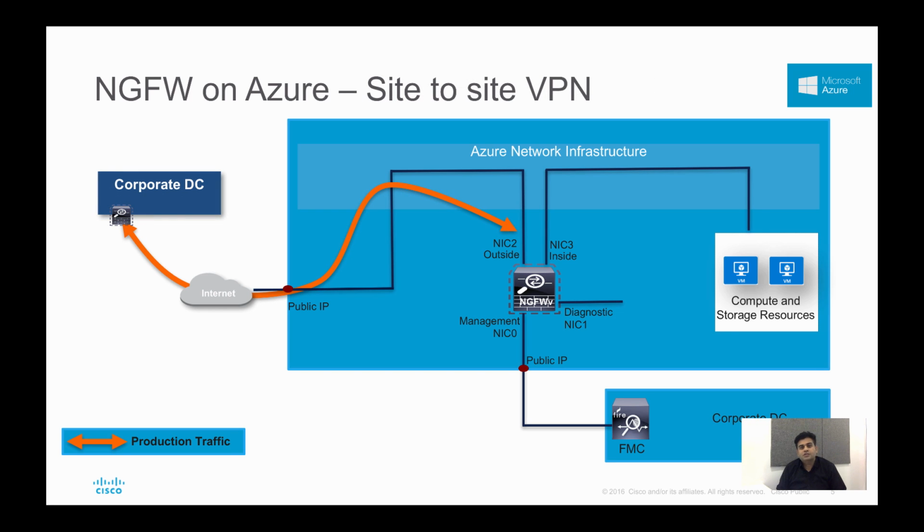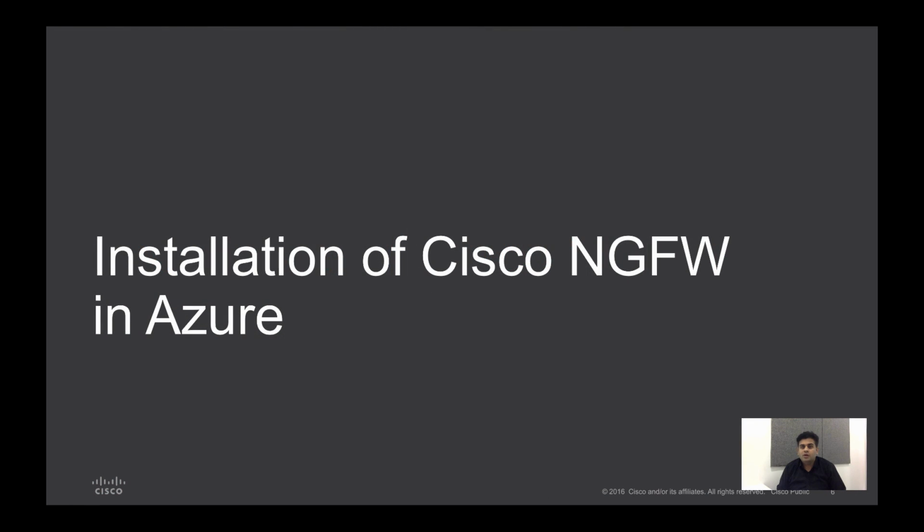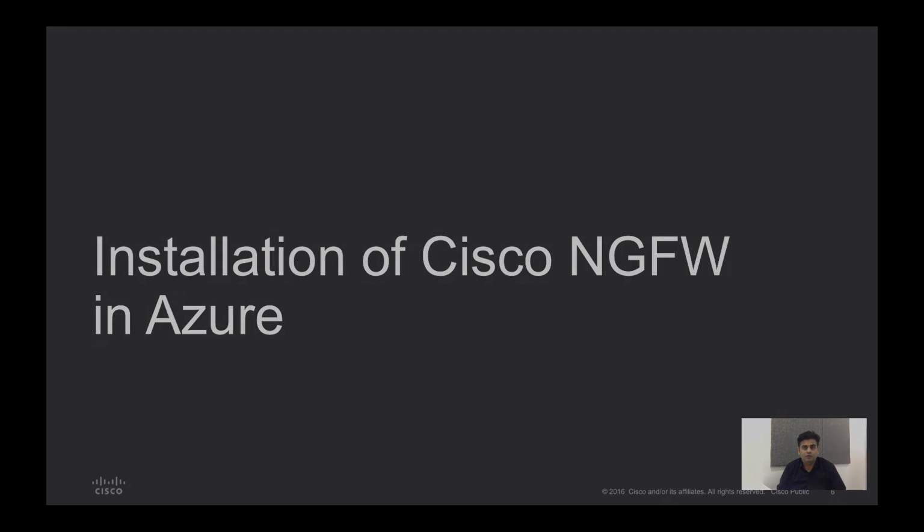The other use case is the site-to-site VPN use case, where you can bring up a LAN-to-LAN tunnel between your corporate data center and the next generation firewall running in Azure. So I'll just go ahead and pause this video, and I will take you to portal.azure.com, and I will show you the step-by-step installation procedure of next generation firewall.